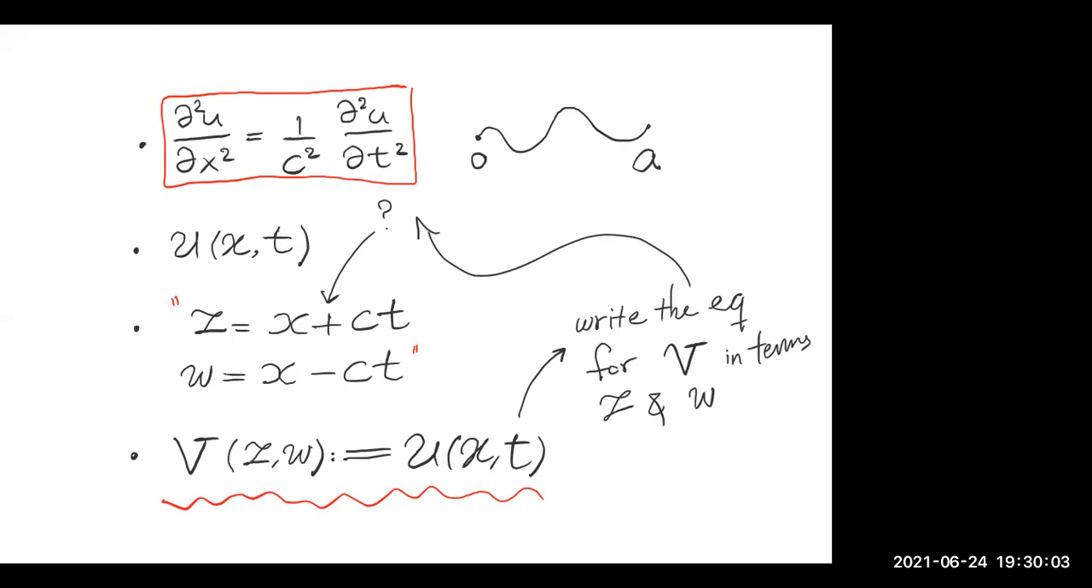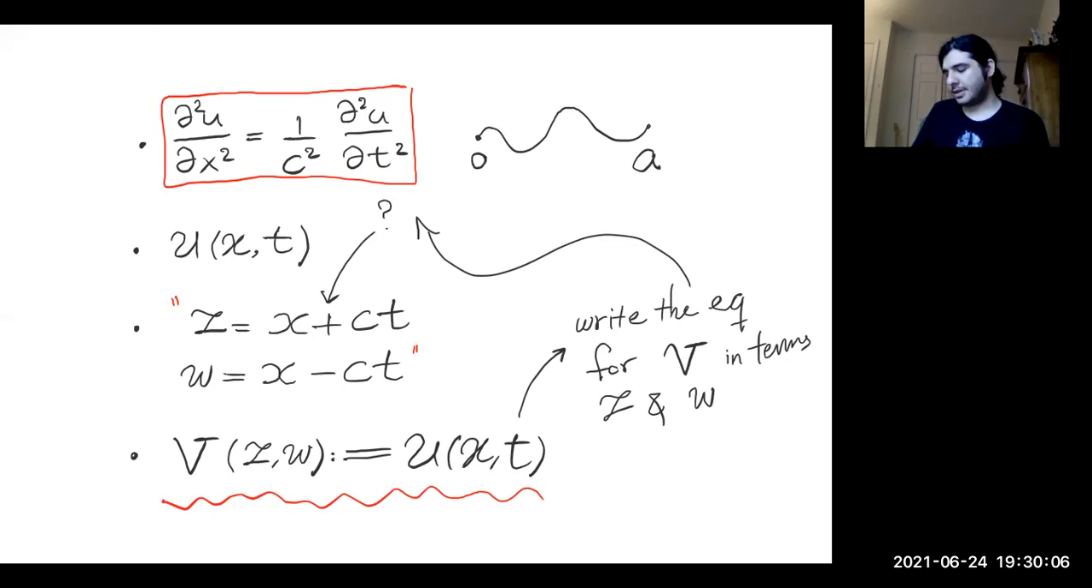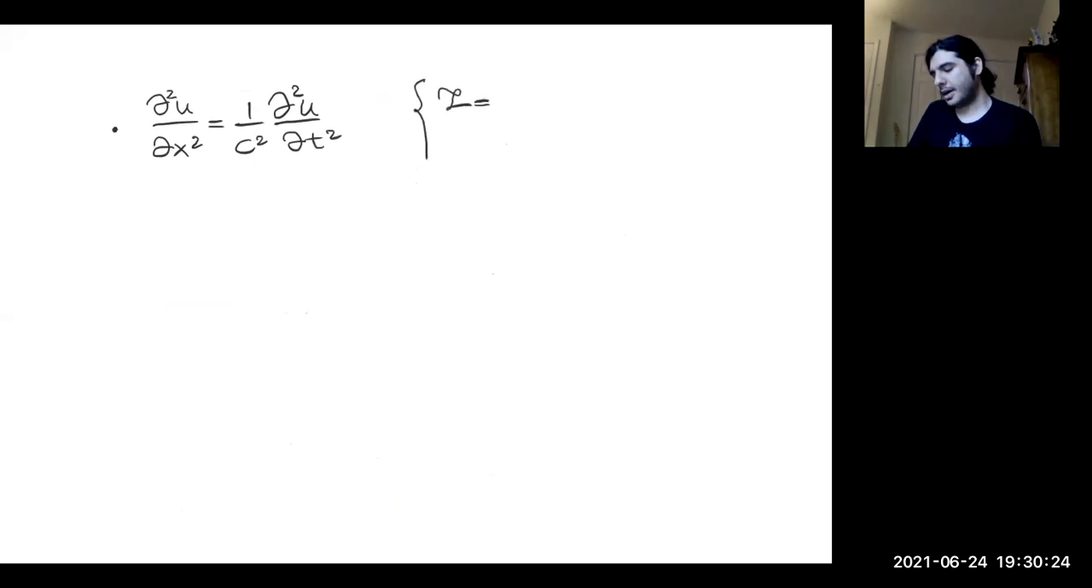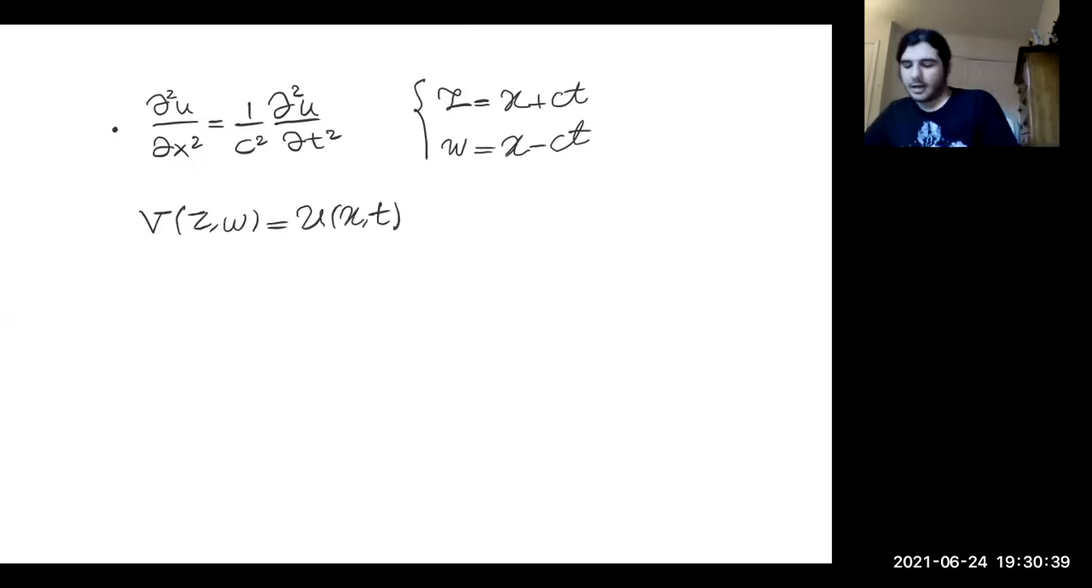So the idea is to use a theorem which you've seen in calculus, the chain rule. So let me write down the equation again here. This is our equation. And then we define z to be x plus ct, w to be x minus ct. And then we defined v of z and w, these new variables, to be u of x and t. Now, in order to find the equation for v, we can use the chain rule.